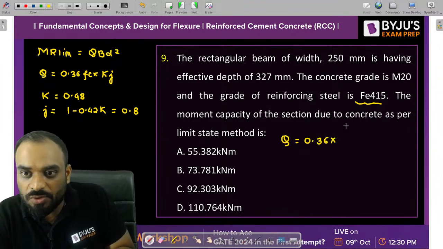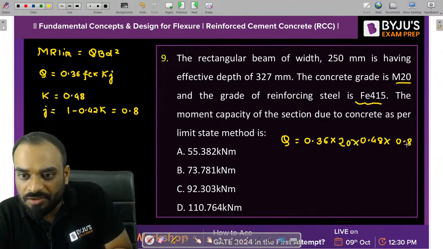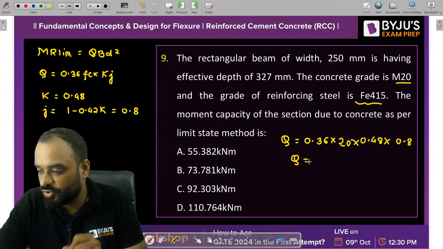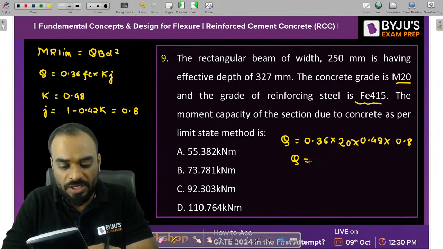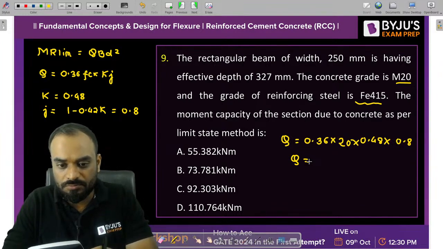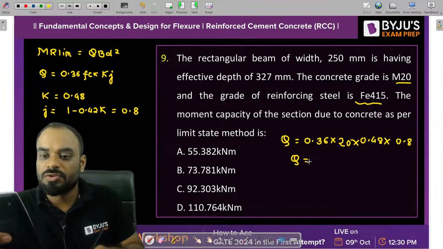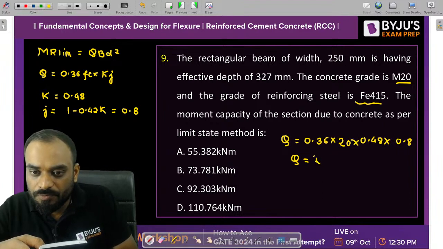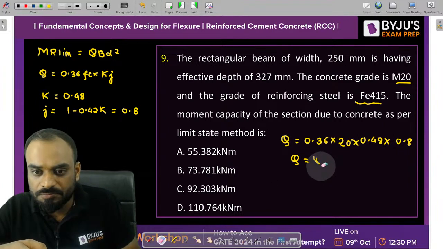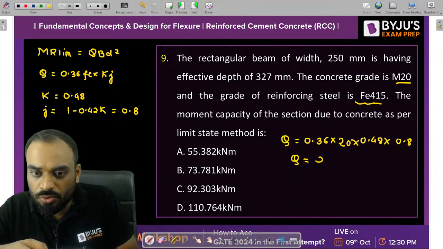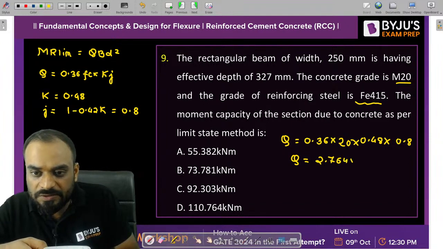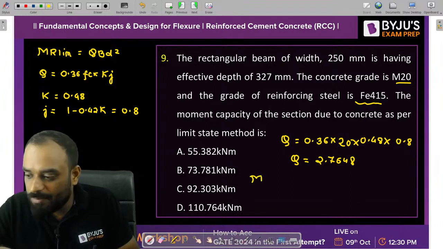0.36 FCK is equal to how much? It is 20. Then K value is 0.48 and J value is 0.8. Let's calculate how much we are getting as Q. So this is coming around 2.7648.